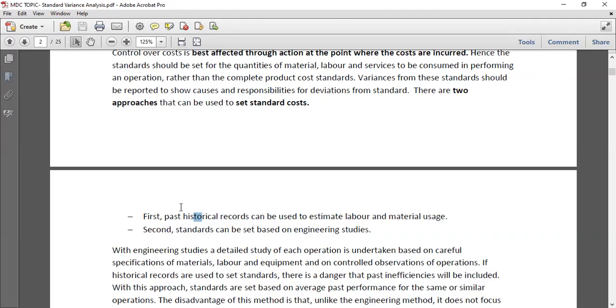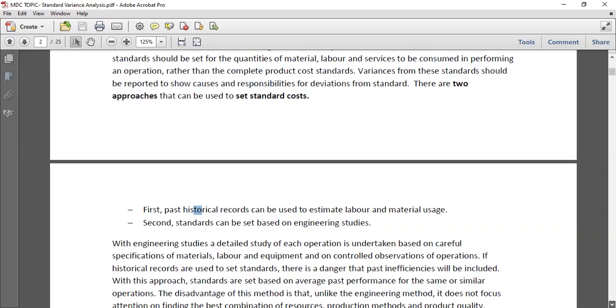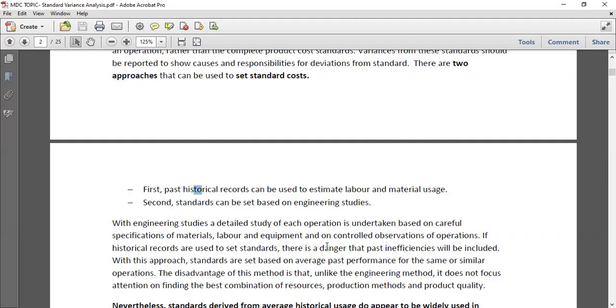Now, why the engineering method is sometimes appreciated better than historical records is because historical records could carry over what we call previous inefficiencies, okay? We could have past inefficiencies that could actually come with previous records. Maybe, for example, if it's a 5 kg cake, maybe you have been spending 3 kgs of wheat flour, but actually over, let's say, maybe a half kg has been going into spoilage, okay?